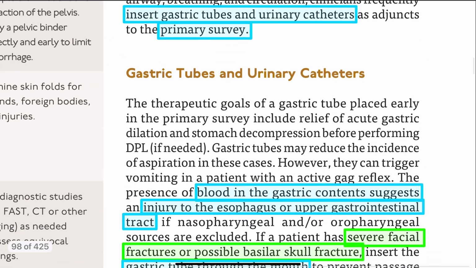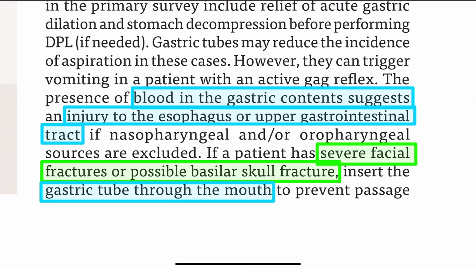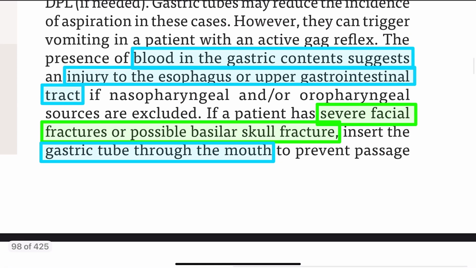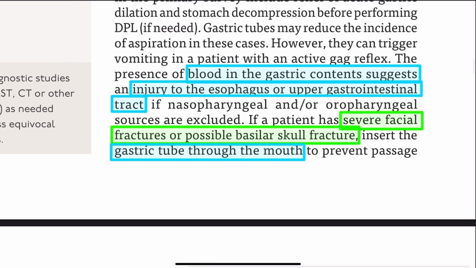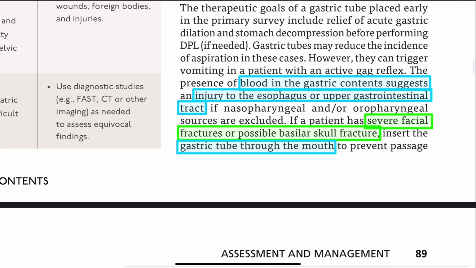Regarding the gastric tube, if you find blood in the gastric content, it suggests injury of the esophagus or upper GI tract, if nasopharyngeal or oropharyngeal sources are excluded. With severe facial fracture or possible basilar skull fracture, you should not insert a nasogastric tube. If you want to insert one, you should insert it via orogastric, through the mouth, not through the nose.